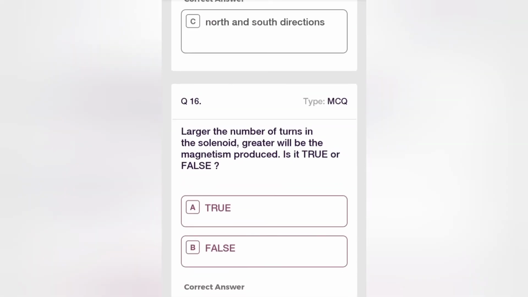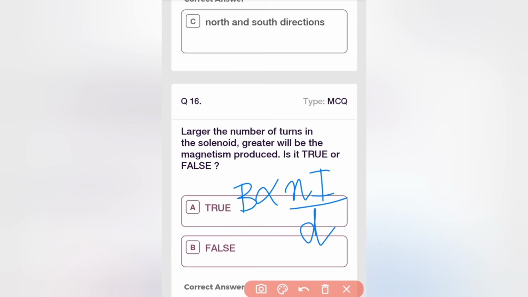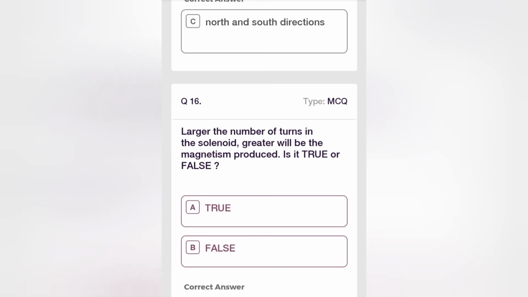Larger the number of turns in the solenoid, greater will be the magnetism produced. Yes. So the magnetism produced is directly proportional to the number of turns and directly proportional to current and inversely proportional to the distance. So as the number of turns is increasing, the magnetic field strength is also going to increase. Magnetism is also going to increase. So it's true. Option A is the correct answer.